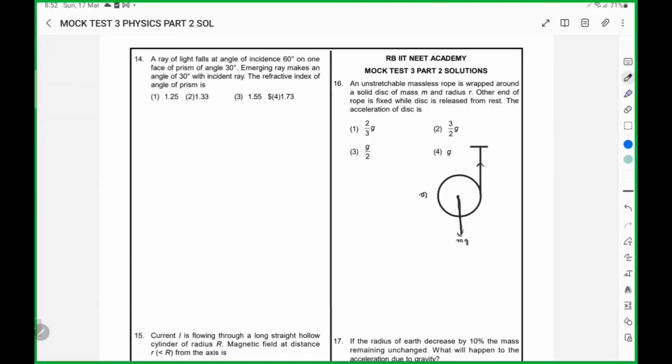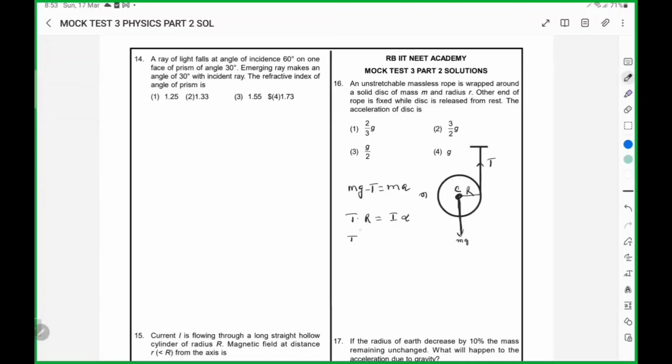So in the upward direction, the force acting is tension. The net force is mg minus T equals ma. And let us calculate torque about the center of the disc. Since the weight acts through the center, there is no torque due to the weight. Only the tension gives torque, that is T into R equals I alpha.